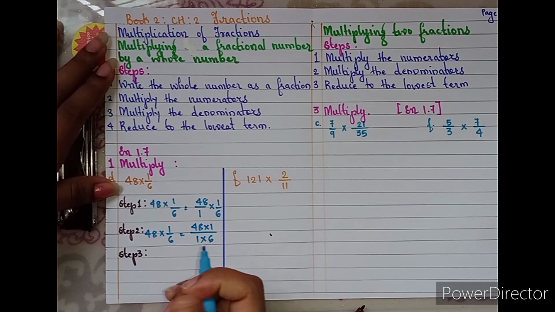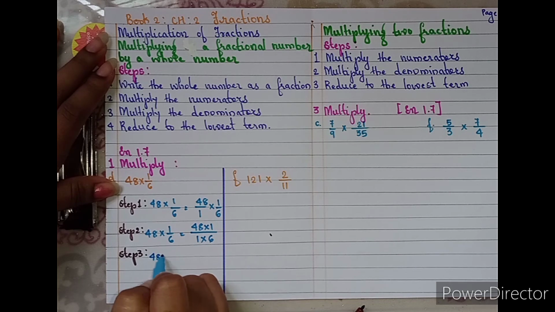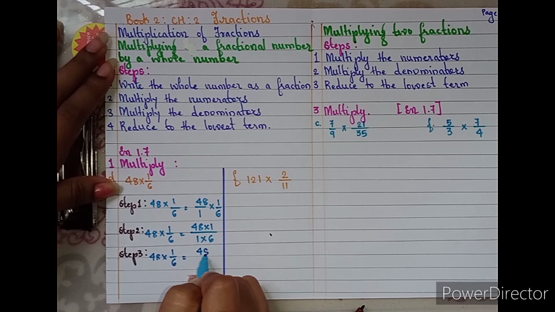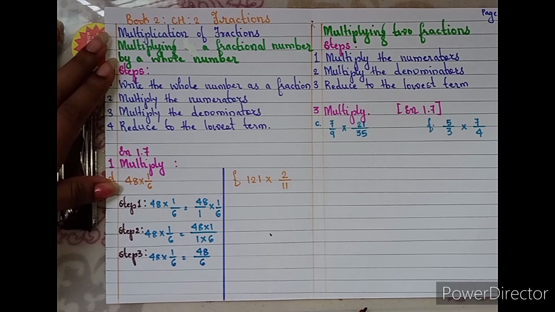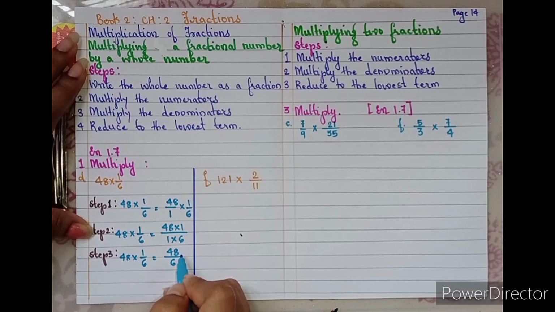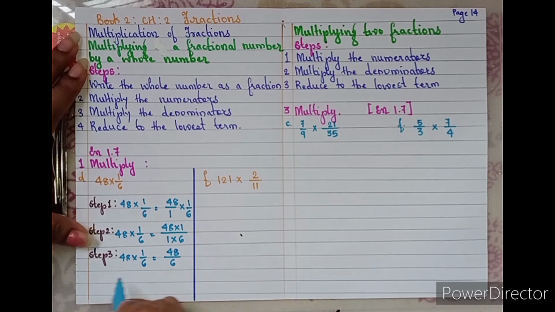Multiply them together. Okay, 48 into 1 by 6 equals 48 into 1 is 48, divided by 6. Now it is an improper fraction, so we have to reduce it to the lowest term. When we divide 48 by 6, we'll get the answer 8. 6 8s are 48. Therefore, 48 into 1 by 6 equals 8 is our answer.